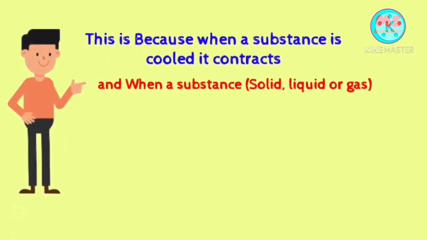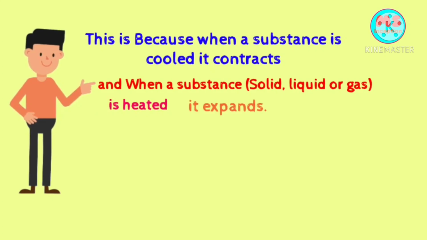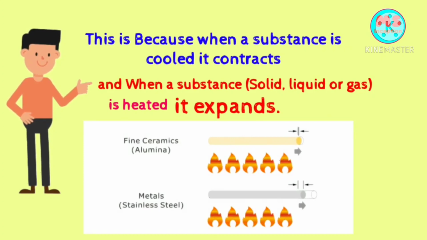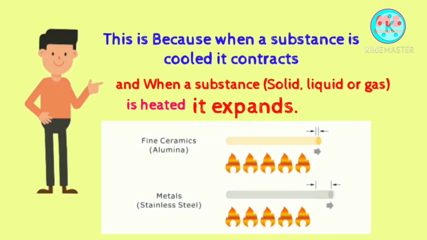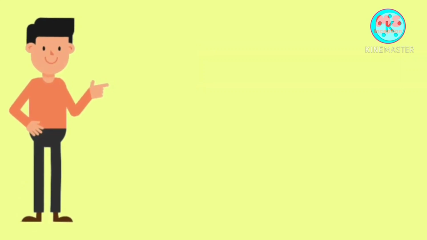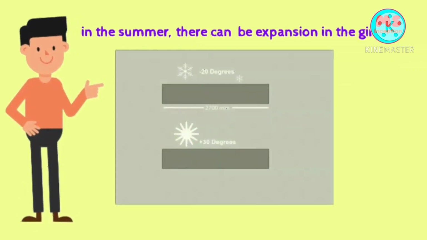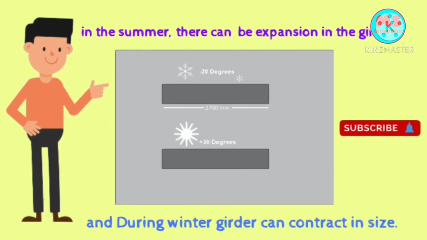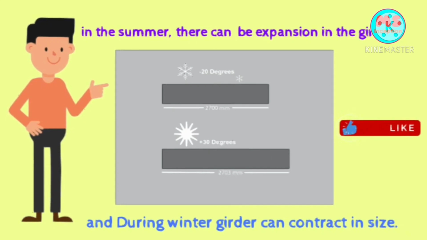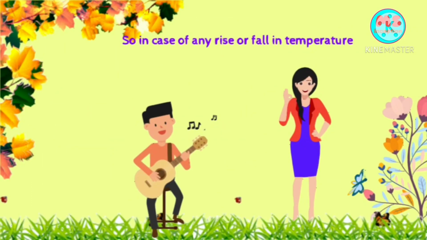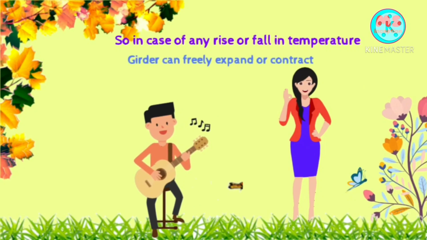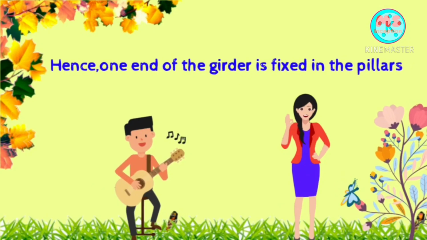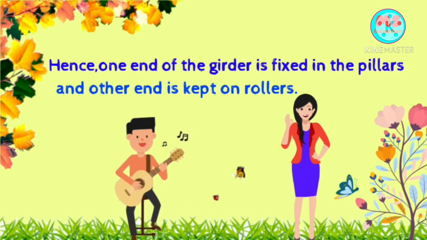This is because when a substance is cooled it contracts, and when a substance is heated it expands. In the summer there can be expansion in the girder, and during winter the girder can contract in size. So in case of any rise or fall in temperature, the girder can freely expand or contract without affecting the pillars. Hence one end of the girder is fixed in the pillars and the other end is kept on the rollers.